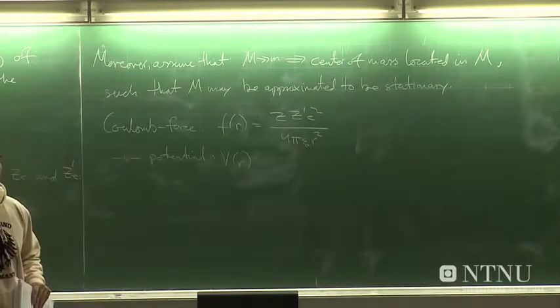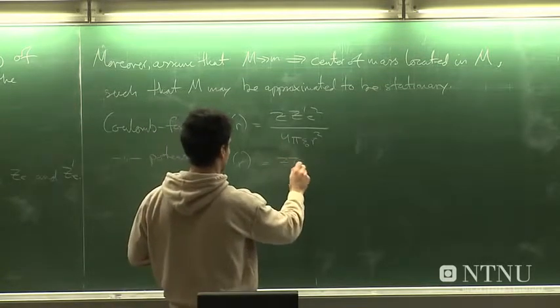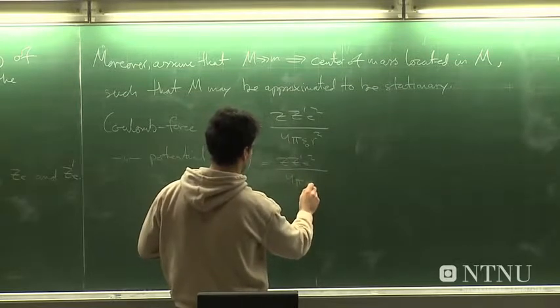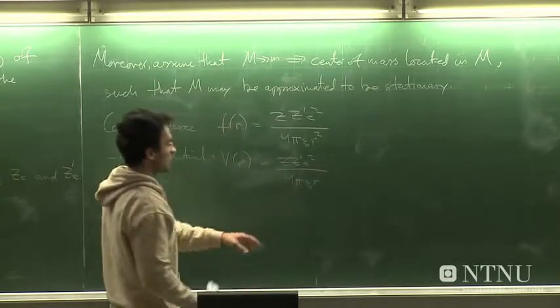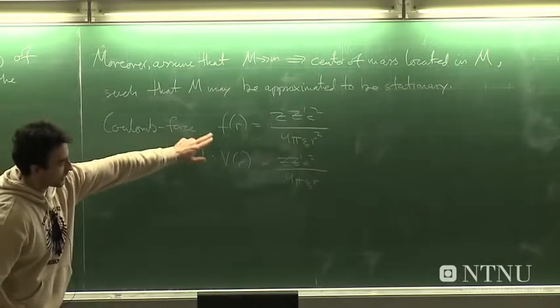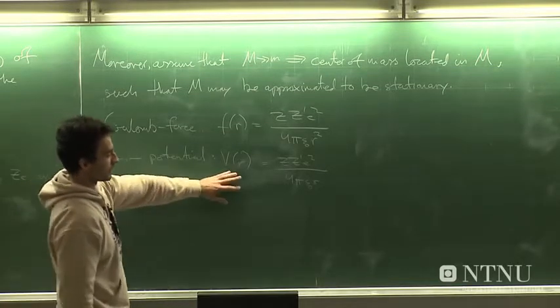Therefore, the resulting Coulomb potential looks like this. So keep in mind the relation between these two quantities, that F is the negative gradient of the potential.